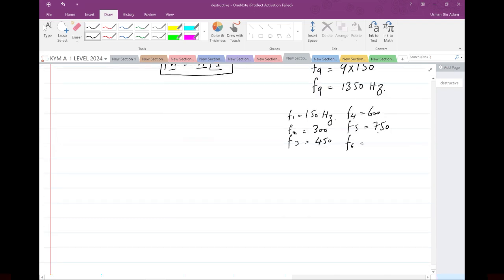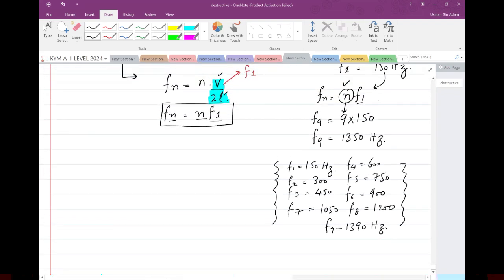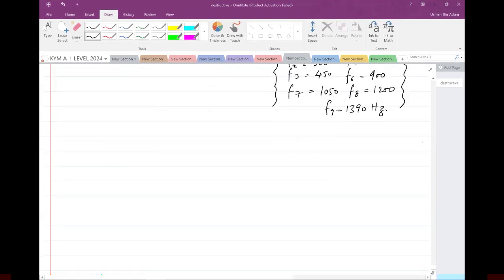F6, the sixth harmonic is going to be equal to 900. Okay. The seventh harmonic is going to be equal to 1050. The eighth harmonic is going to be equal to 1200. And the ninth harmonic is going to be equal to 1350. The examiner can ask you to find out any of these harmonics. So all you have to do is use that general formula that I have taught you so far, this one. Is that all right? Yes. Okay.